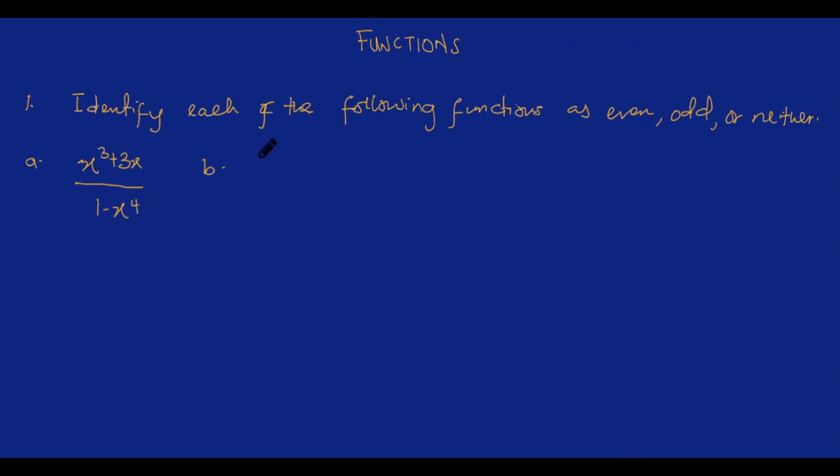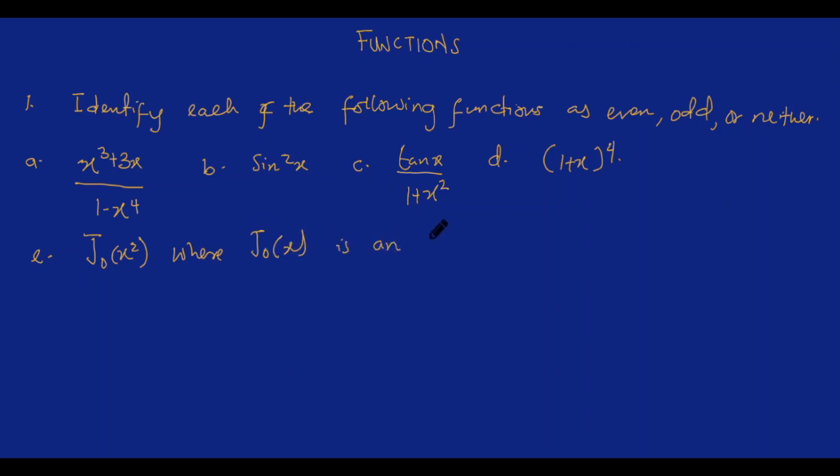The second function is sine squared x. The third function that we have here is tan x divided by 1 plus x squared. And the fourth function that we have here is 1 plus x raised to the power of 4. The last one, and probably the most interesting of them all, is this function where j naught of x is an arbitrary function. That is, we don't know what function it is.